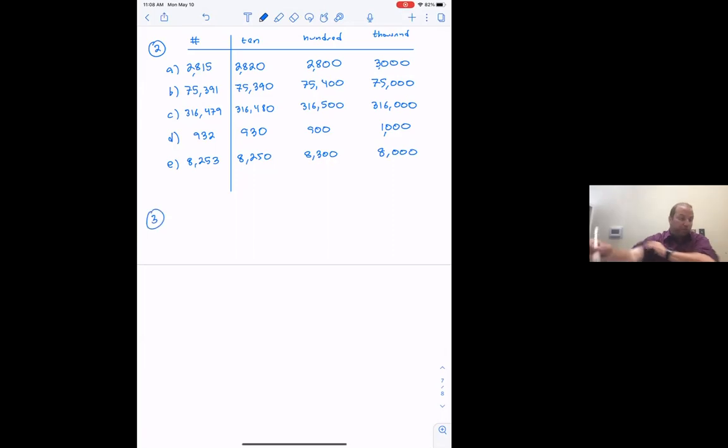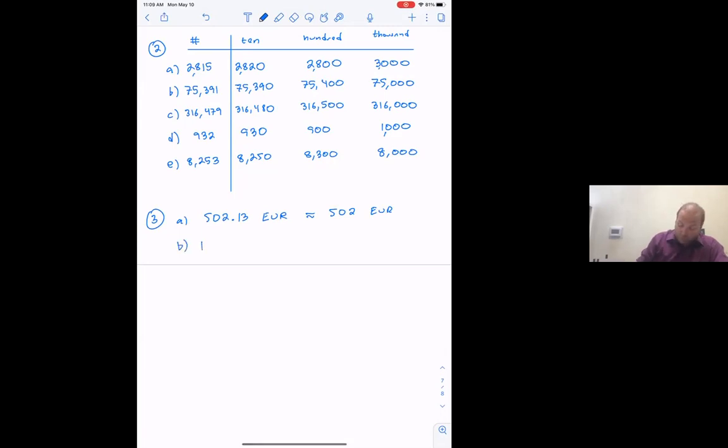Question number 3. Round the following amounts to the given accuracy. A, 502.13 EUR, I'm guessing those are euros, to the nearest euro. Well, the nearest euro would be 502 euros. I don't put in 0.00 because that's not the nearest full unit of a euro.